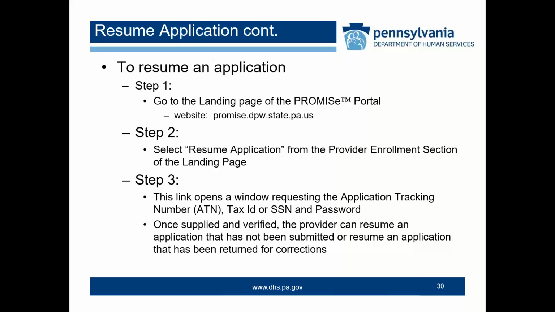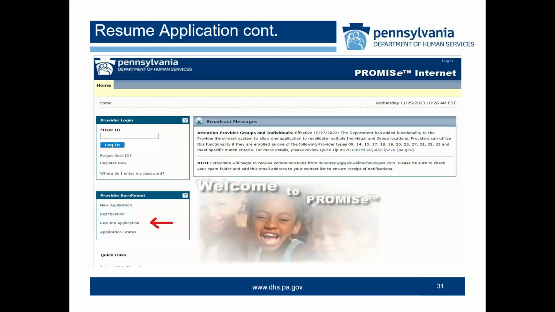Next is the link. The link opens the window requesting the application tracking number, the tax ID or social, and then the password. So once supplied and verified, the provider can resume that application that has not been submitted or resume the application that has been returned for corrections. And then on the next page, you see exactly what I just stated.